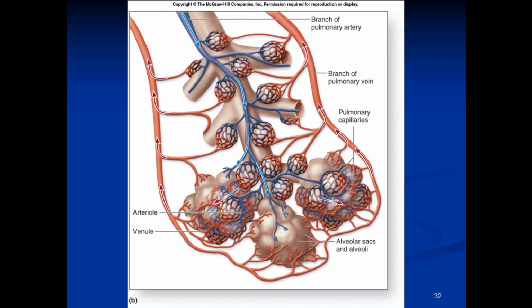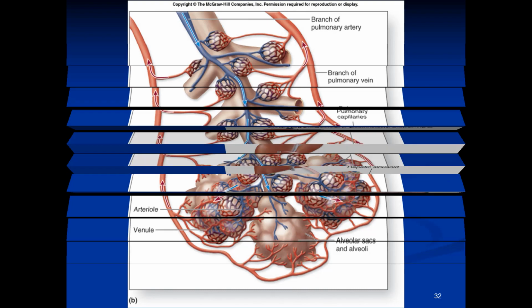And this is showing you the pulmonary capillaries, which are going around the alveolar sacs of the lungs. So it's just showing you the sites of gas exchange within the lungs.